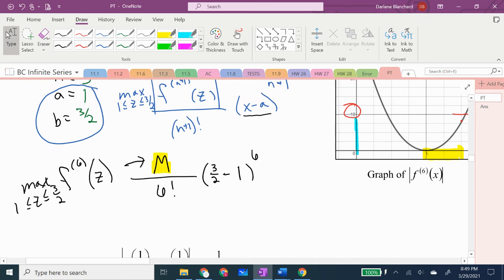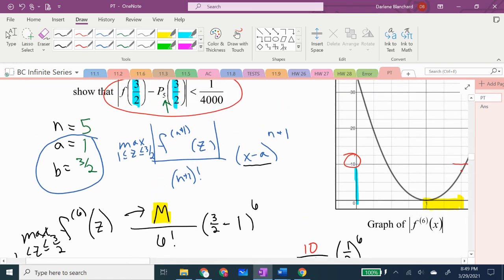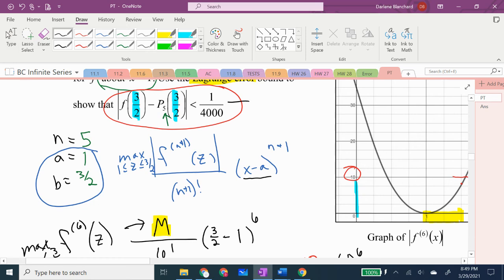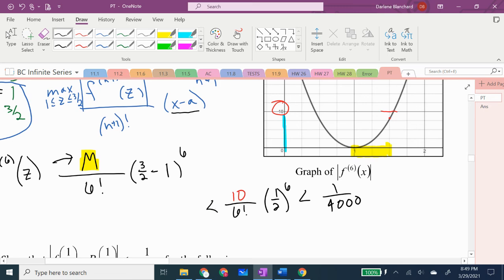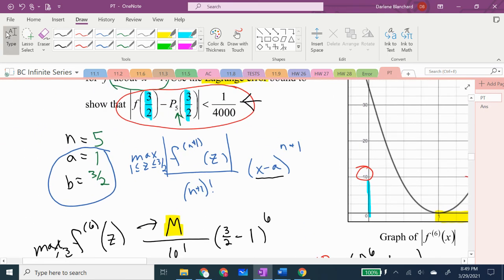So I can now say that I'm going to replace that M with a 10, times (3/2 minus 1) to the power of 6. And then all you have to do is explain that this is less than 1 over 4,000. And it's good form to say that this is greater than the actual error of the function minus the polynomial.